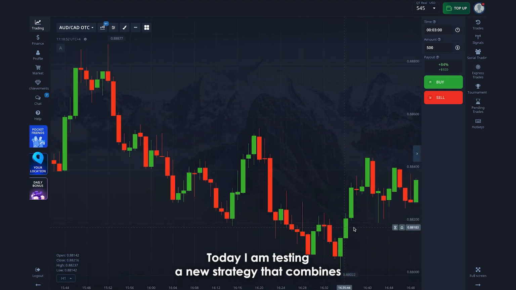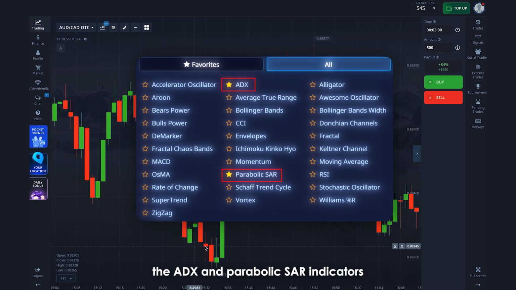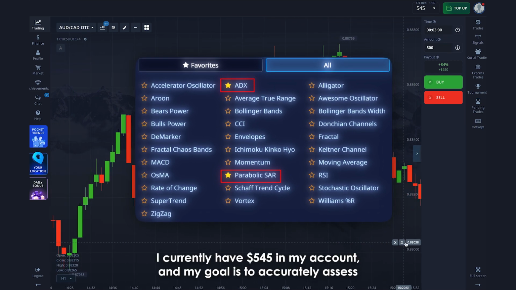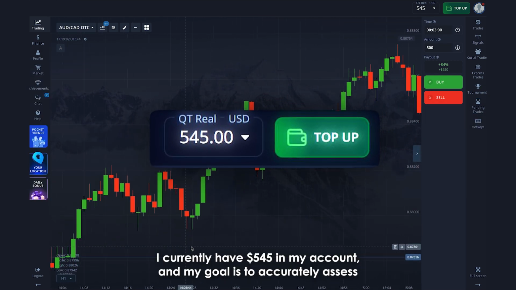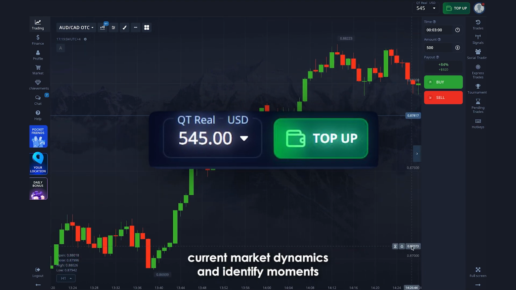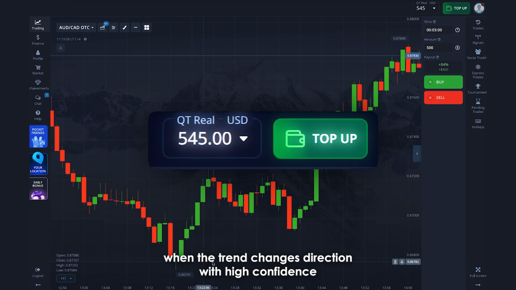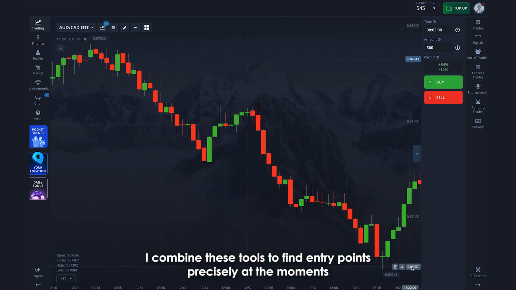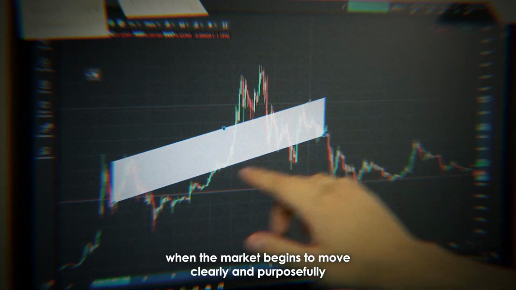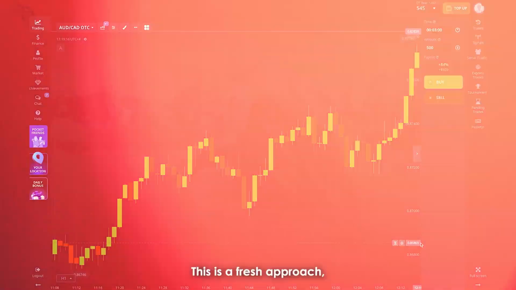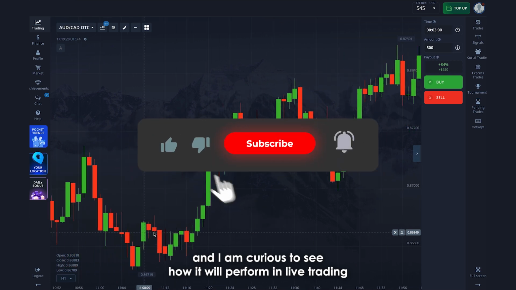Today, I am testing a new strategy that combines the ADX and parabolic SAR indicators. I currently have $545 in my account, and my goal is to accurately assess current market dynamics and identify moments when the trend changes direction with high confidence. I combine these tools to find entry points precisely at the moments when the market begins to move clearly and purposefully. This is a fresh approach, and I am curious to see how it will perform in live trading.